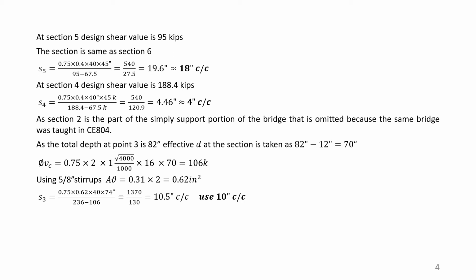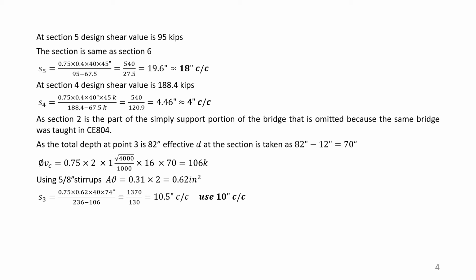At section 5, the design shear value is 188.4 kips, and if we keep the other values same, only the shear value is changing, and the value comes as 4.46, and we will be using 4 inches center to center. As section 2 is part of the simply supported portion of the beam, that is omitted because the same beam was taught in CE804.